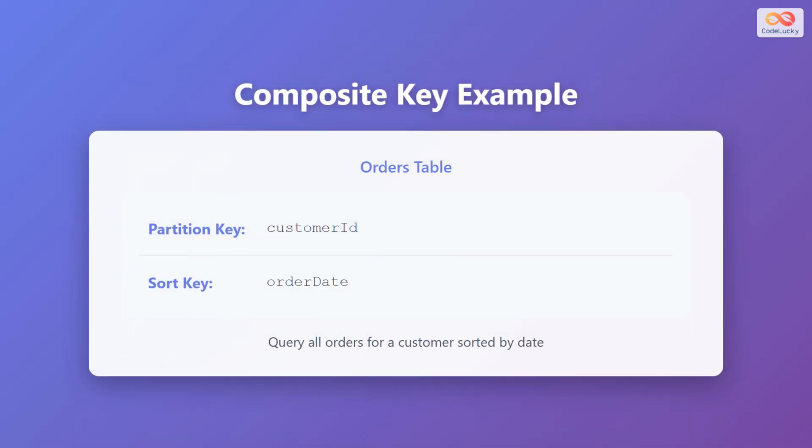Here's a real-world example using an orders table. The partition key is customer ID and the sort key is order date. This design allows you to store all orders for a single customer together. When you query by customer ID, DynamoDB retrieves all that customer's orders, automatically sorted by date. You can also perform range queries, such as finding all orders for a customer within a specific date range. This pattern is extremely common and powerful for one-to-many relationships.